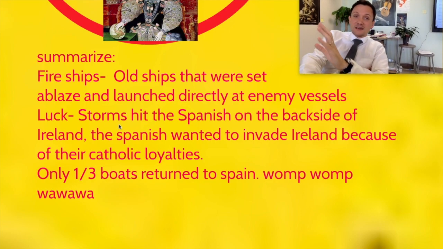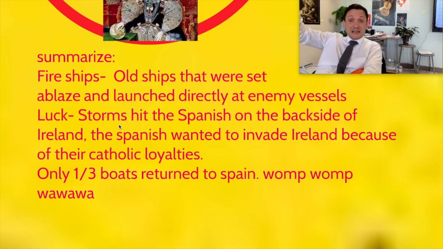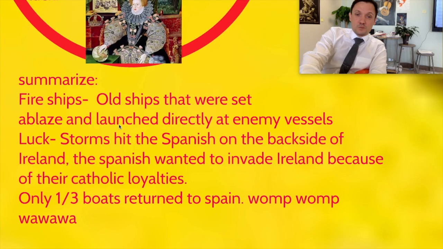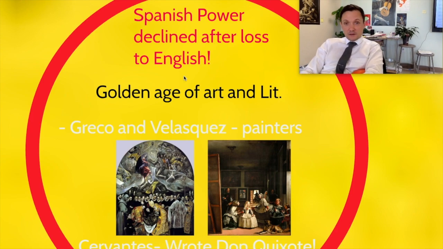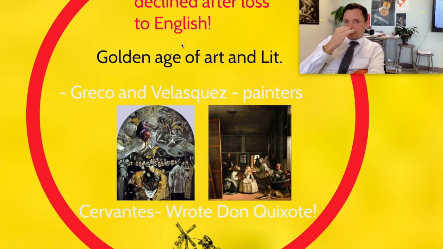Now, Spain is going to end up trying to launch and land around the backside of Ireland, right? They're like, oh, well, look, we lost the early battles in the English Channel, so let's sail all the way around to England and we'll land in Ireland, right? And we'll start in Ireland because Ireland's full of what? Catholics, right? So they were like, we'll go get the Irish Catholics and then we'll go and invade through there. Giant amounts of storms hit, and only one out of every 3 boats actually returned to Spain, right? Womp, womp. And then Spain's power is going to begin to decline after this massive loss to England, right? Even though they're going to enter into a golden age of art and literature, right? So Spain's power under Philip II just ends up hitting the deck, right?